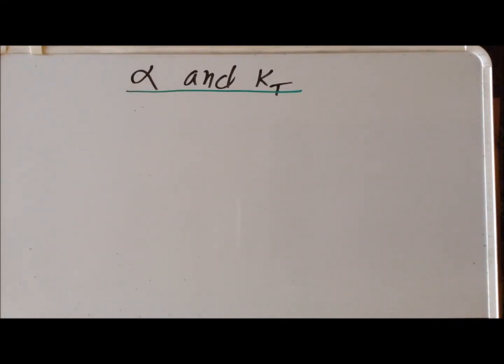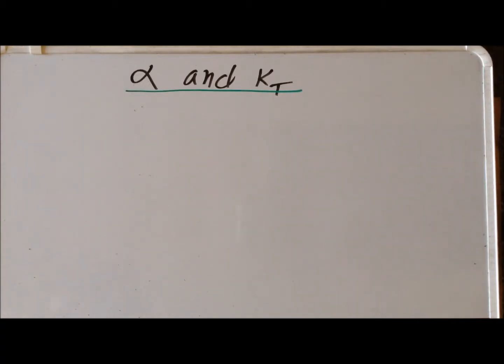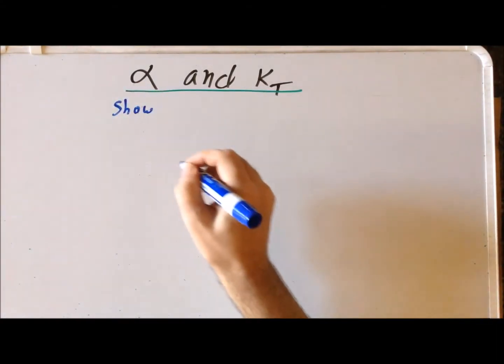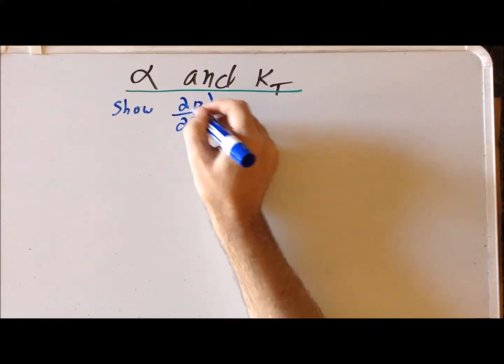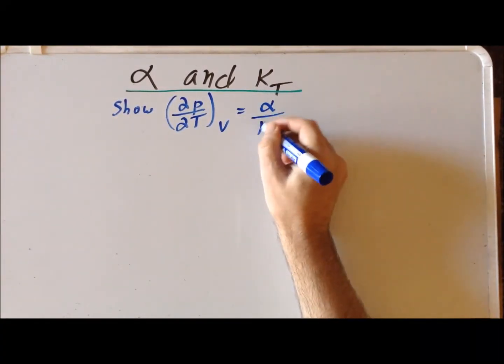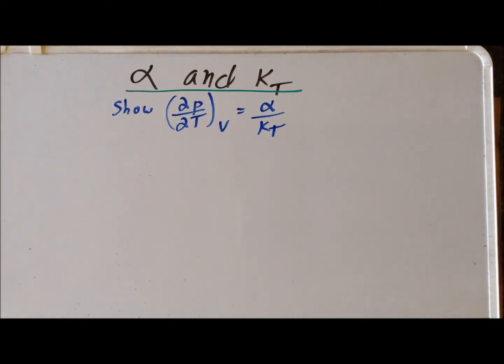Hello. In this video, we are going to derive a relationship between the expansion coefficient alpha and the isothermal compressibility K sub T. Your mission, should you choose to accept it, is to show that the partial derivative of P with respect to T at constant volume is equal to alpha divided by K sub T. When we write show, it means exactly the same thing as prove.